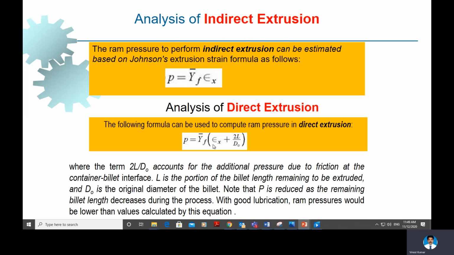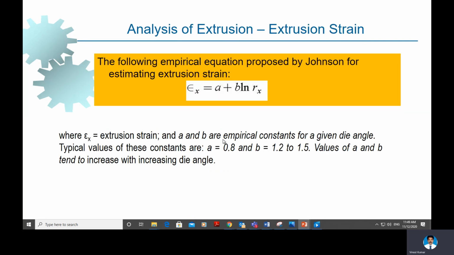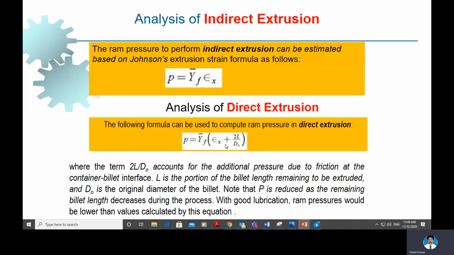In the case of direct extrusion, the pressure required is flow stress times the extrusion strain using Johnson's formula, plus 2L divided by D naught, where the term 2L by D naught accounts for the additional pressure due to friction at the container billet interface. So there is additional friction in direct extrusion, as I explained before, that will be accounted for by 2L over D naught.